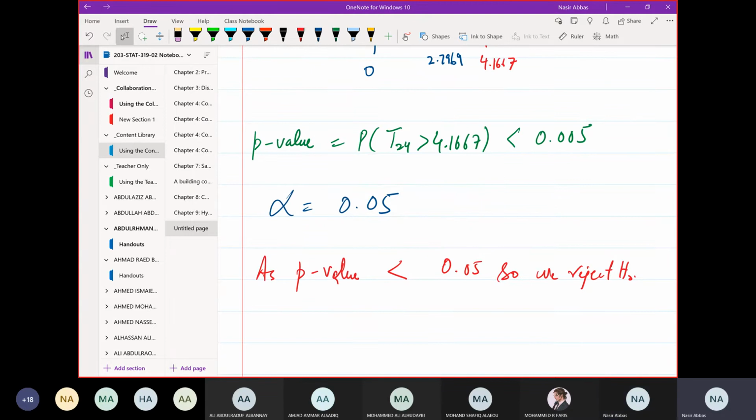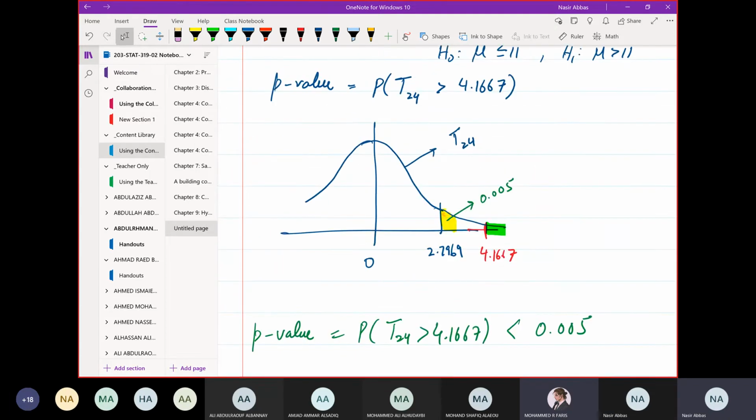Muhammad Faris: Yes, doctor. I don't understand why the probability of T24 greater than 4.1667 is less than 0.005. In the graph it is greater. Instructor: In the graph, it's the greater than area, this area. Student: So why is it less than 0.005? Instructor: No, we're talking about the answer, not the direction.